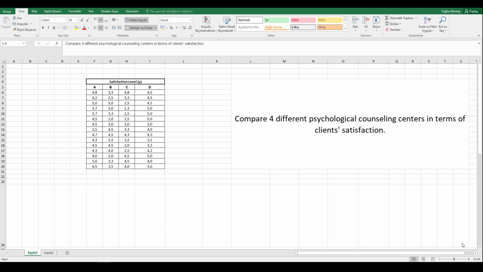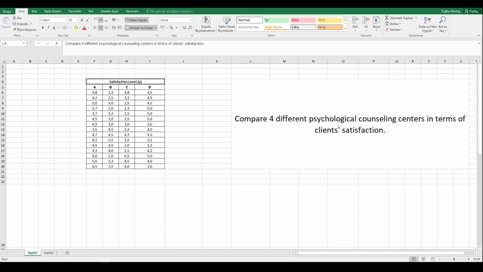Hello, today I'll make a general review of one-way analysis of variance. If you remember, it was a parametric method to compare more than two groups. We have two variables: one is qualitative, called a factor, and the other is quantitative, called the dependent variable.